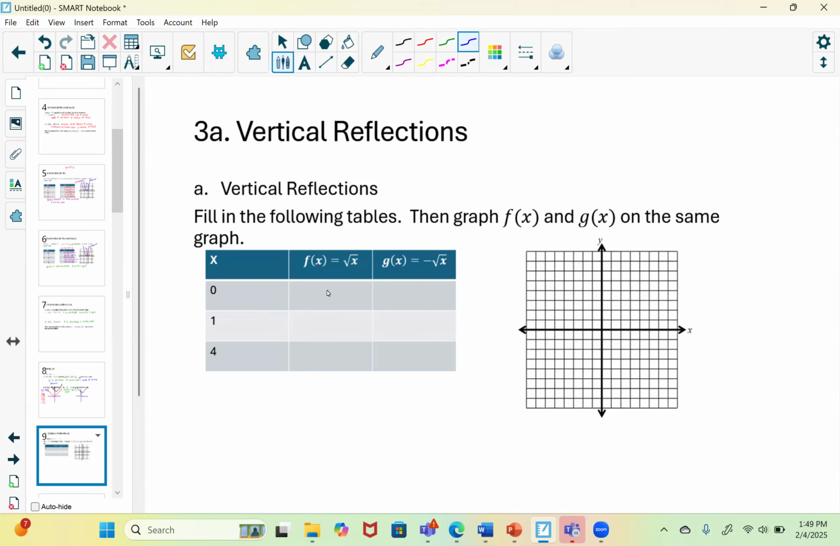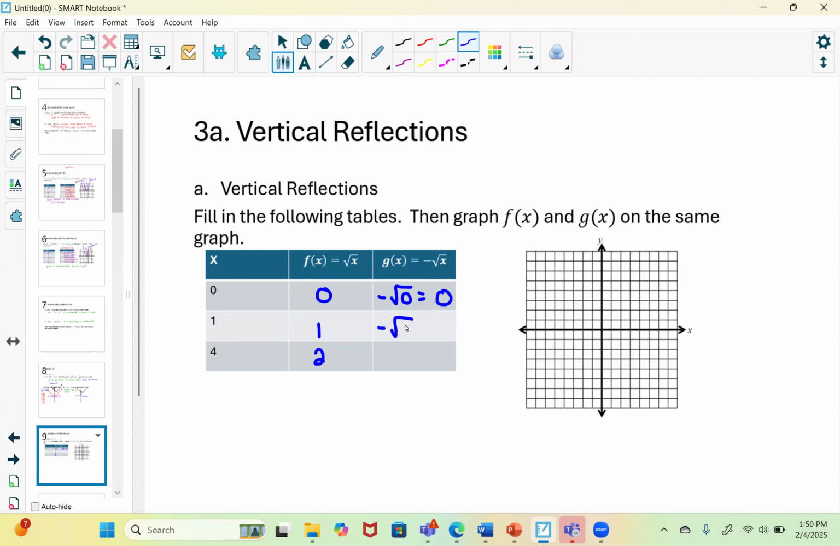The square root of 0 is 0. The square root of 1 is 1. The square root of 4 is 2. Okay. And then I'm going to do negative square root of x. So that would mean I have negative the square root of 0. Again, square root of 0 is 0. 0 doesn't have a sign. So whether it's negative or positive, we just put 0.